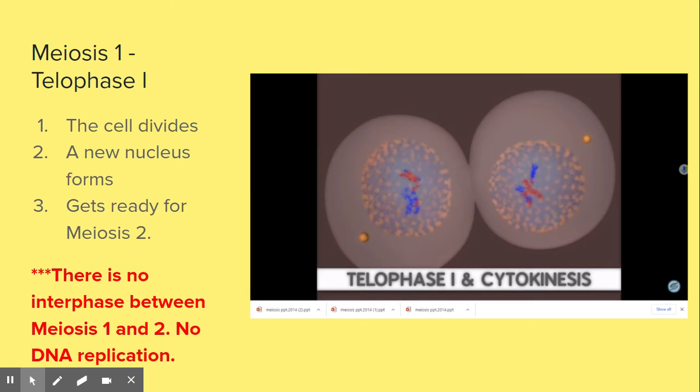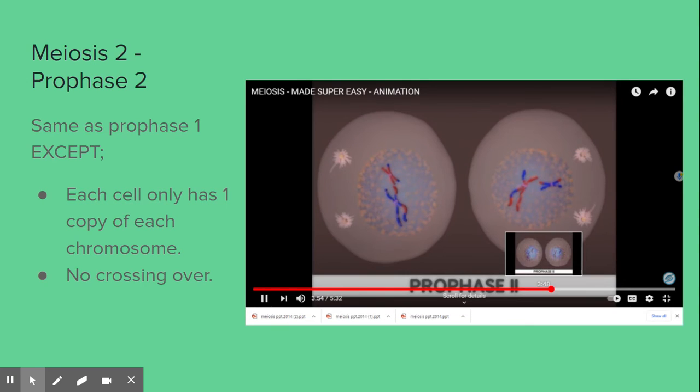At this point, we have two daughter cells with 23 pairs of chromosomes, and we are not going to be doubling those up. We are going to take a full set of DNA, and as we move on to meiosis 2, we're going to be cutting those full sets, those diploid cells, down in half.